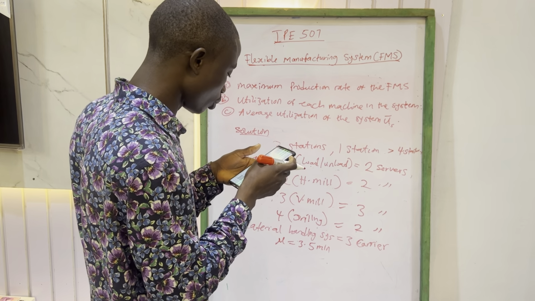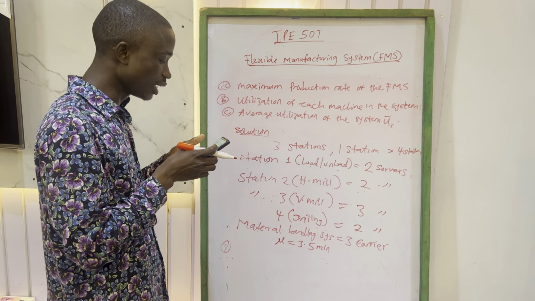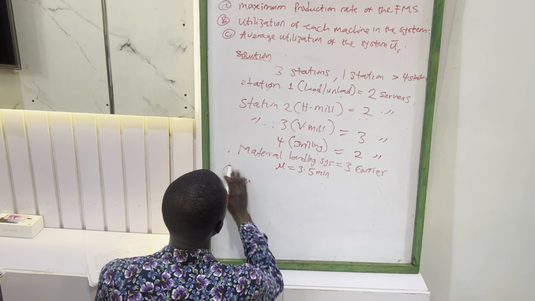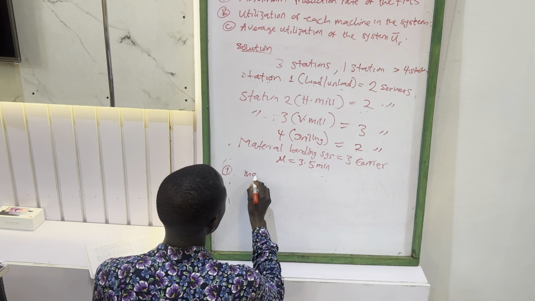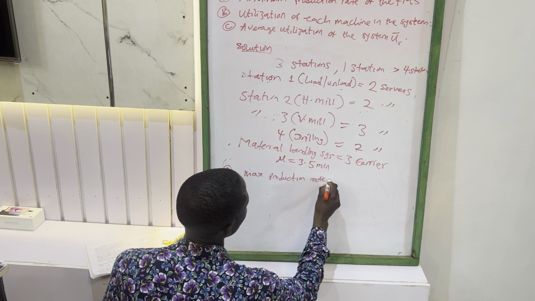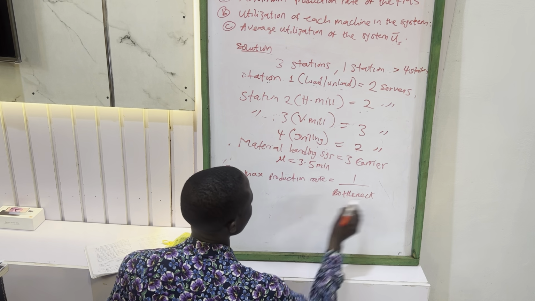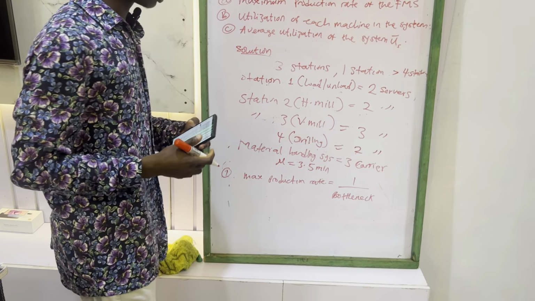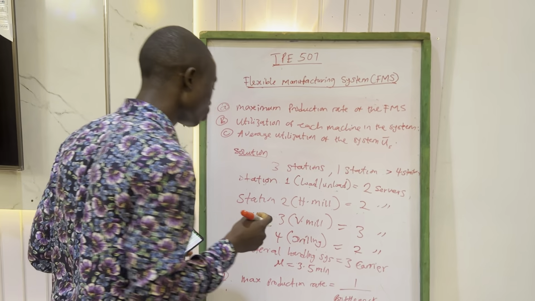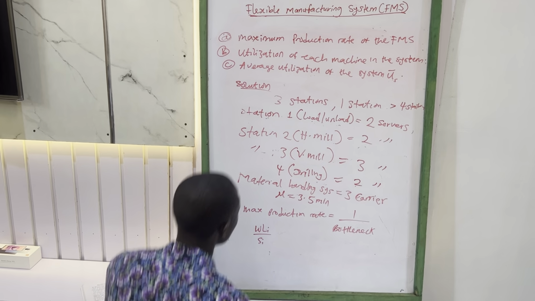So for now, let's move to the first question. For the first question, we are going to find the maximum production rate of the system. For the maximum production rate, we have the formula. You can check the formula if you can't really remember. Maximum production rate equals 1 over the bottleneck. You don't need to memorize this formula step by step. So how do we get the bottleneck? We find the WL_i ratio.